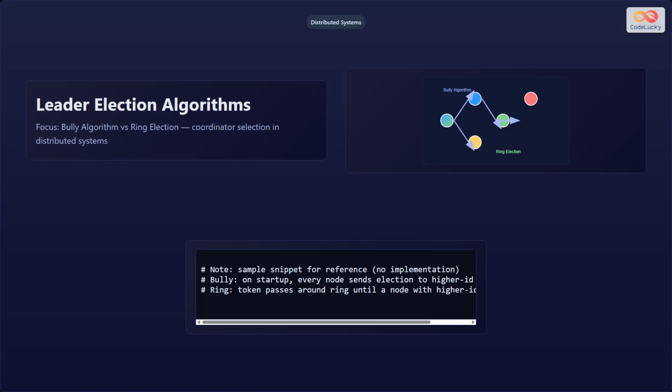Leader election is a fundamental concept in distributed systems. When multiple computers work together as a network, they need to agree on which one will be the leader or coordinator. This leader makes important decisions and coordinates activities across all nodes. Without a proper leader election algorithm, the system can become chaotic or fail to respond to failures. In this video, we'll explore two popular leader election algorithms, the bully algorithm and the ring algorithm.